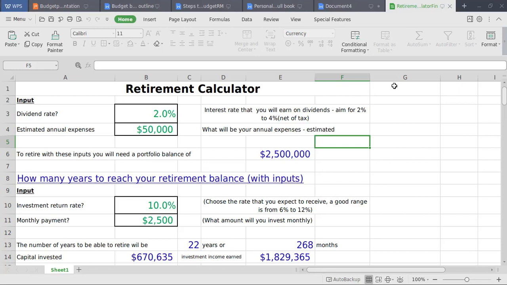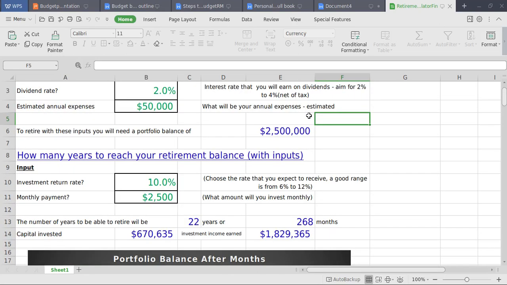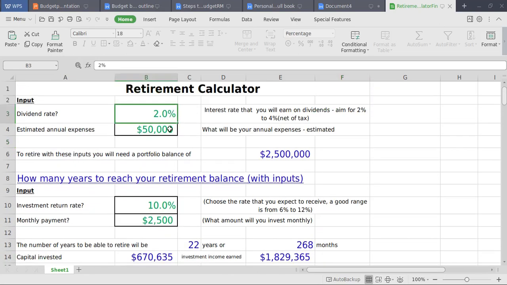Everybody. So what I'm going to do is cover the retirement calculator today. The retirement calculator can be found in the link below. What this does, you can see below is how it looks. It's a chart, and it's got some areas here that are calculated in.